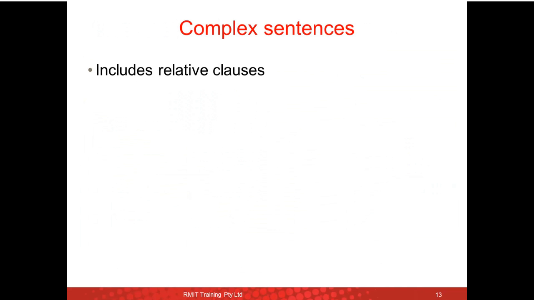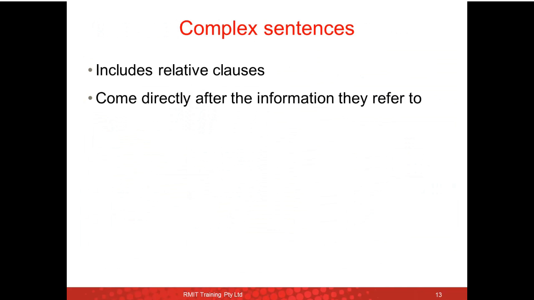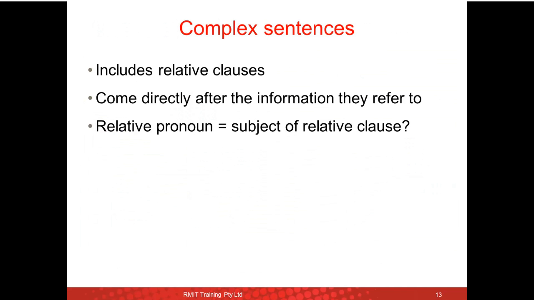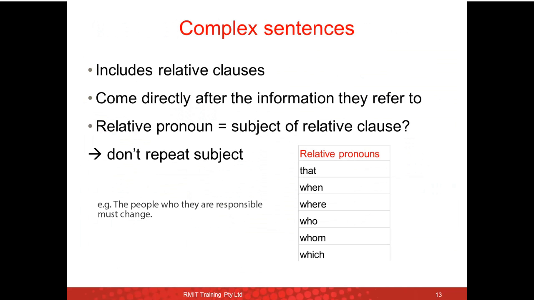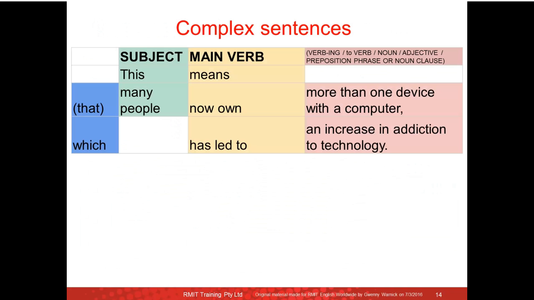Complex sentences also include relative clauses. Remember that these come directly after the information they refer to. And if the relative pronoun is the subject of the relative clause, you don't need to repeat the subject. In other words, the relative pronoun can take the subject position. Let's see an example of that. Here you can see there's a subject missing in the second subordinate clause because the relative pronoun is replacing it.